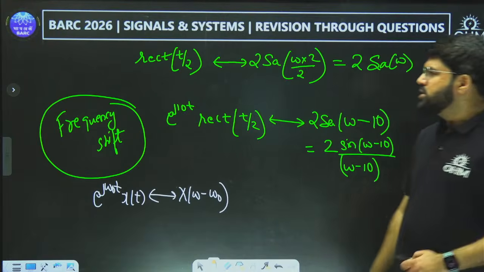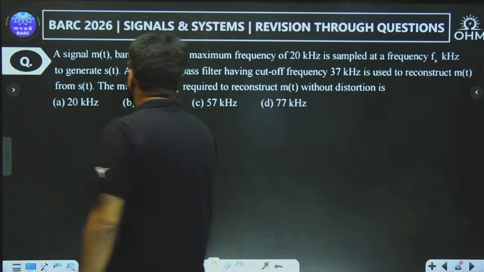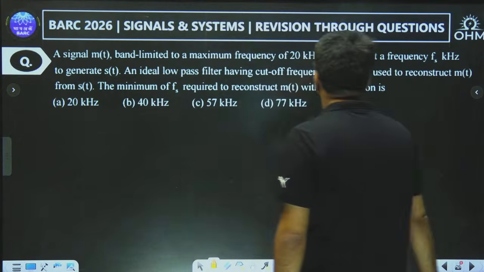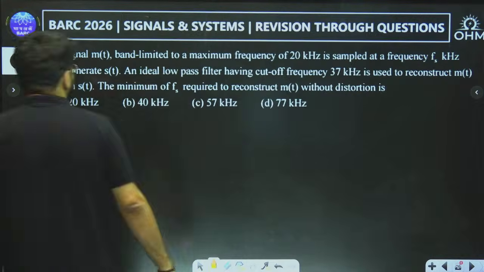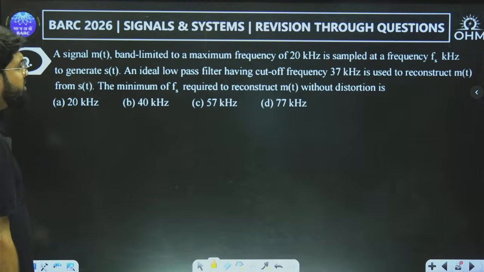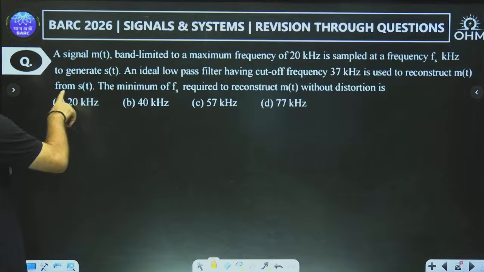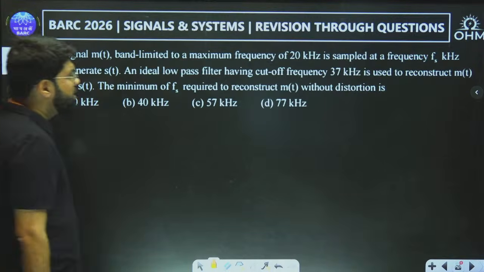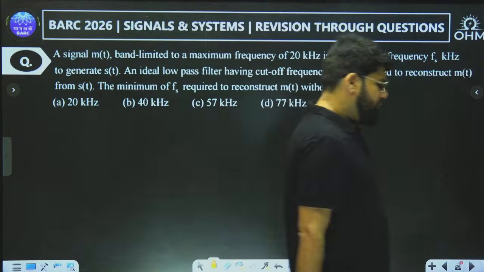Okay, next question here. A signal m of t band limited to a maximum frequency of 20 kilohertz is sampled at the frequency fs to generate s of t. An ideal low pass filter having the cutoff frequency 37 kilohertz is used to reconstruct m of t from s of t. What is the minimum value of fs required to reconstruct m of t without any distortion, without any aliasing?